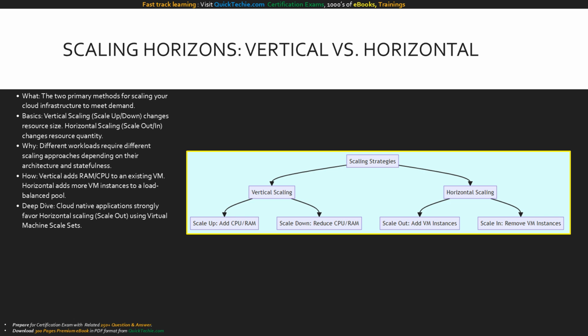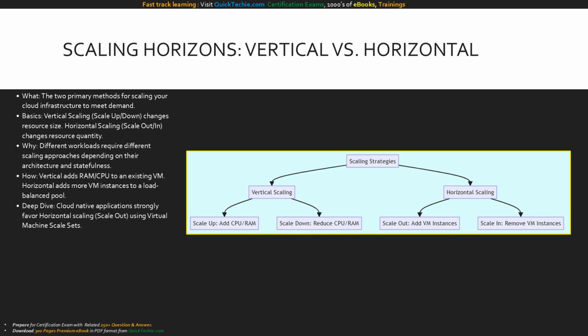Why choose one over the other? Legacy databases often require vertical scaling, but modern, cloud-native applications overwhelmingly favor horizontal scaling. Horizontal scaling provides virtually limitless capacity and perfectly complements the high availability concepts we discussed earlier. This flowchart clearly breaks down the taxonomy of scaling strategies.